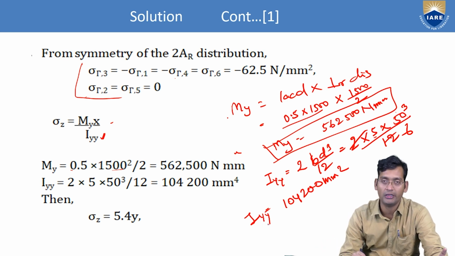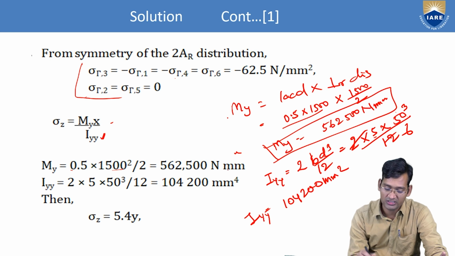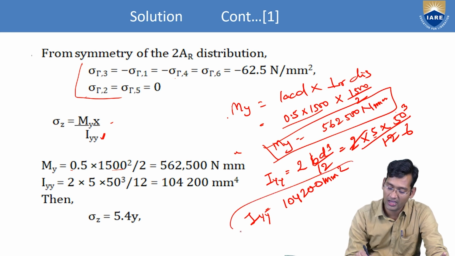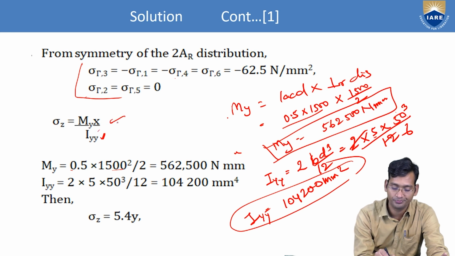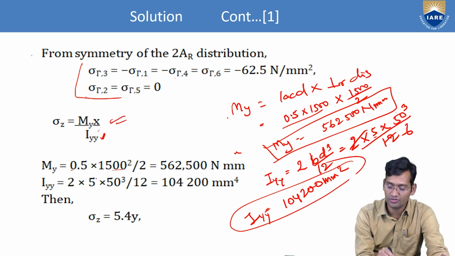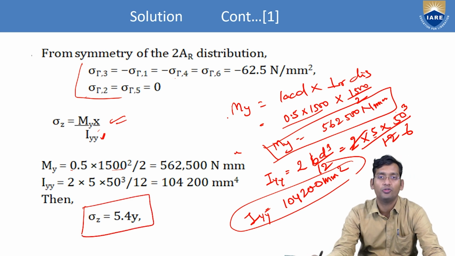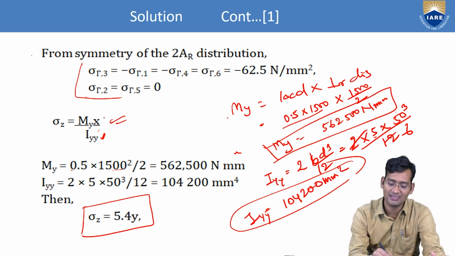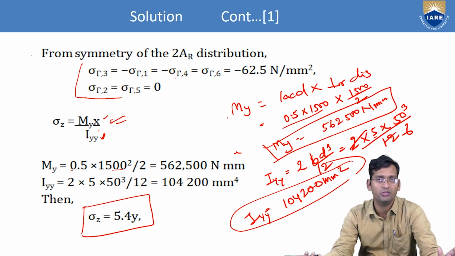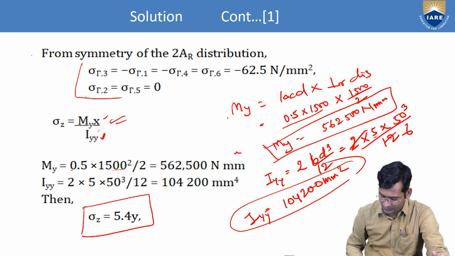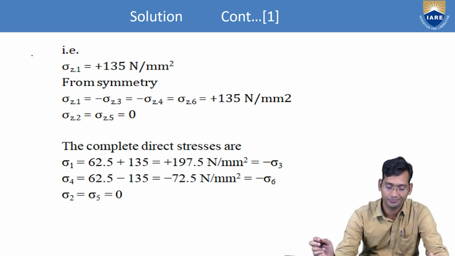So we are finding Iyy, so now just substitute these two values, that is the Iyy value and my value here. Then what we will get? Sigma z equals, after putting and simplifying, sigma z equals 5.4y. Now once we know the value of y, we will get the sigma z value. So sigma z is 5.4y.